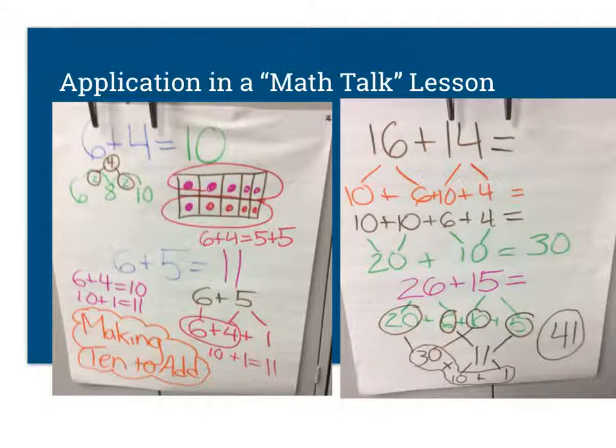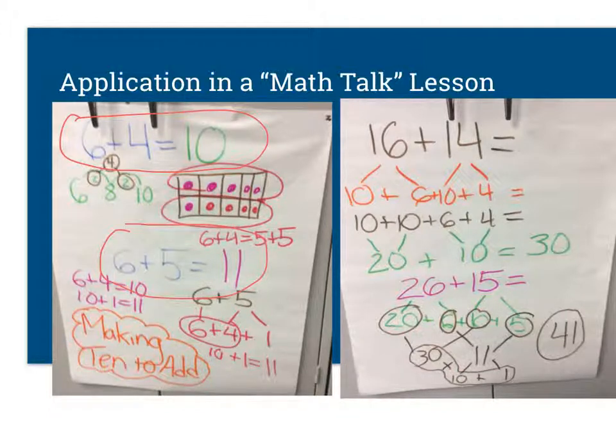This is an example of how this strategy was used in a mini lesson with 3rd graders. We start out by presenting 6 plus 4. The students were able to pretty quickly solve that as 10. One student was able to model that as 6 plus 4 being the same thing as 5 plus 5 on a 10 frame. The next step was to consider 6 plus 5.